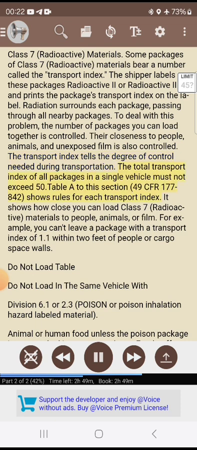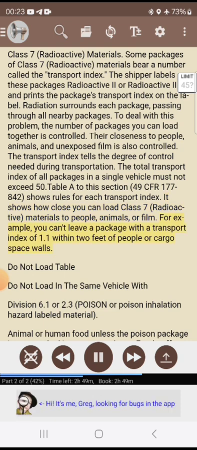The total transport index of all packages in a single vehicle must not exceed 50. Table to this section, 49 CFR 177.842, shows rules for each transport index. It shows how close you can load Class 7 radioactive materials to people, animals, or film. For example, you can't leave a package with a transport index of 1.1 within 2 feet of people or cargo space walls.